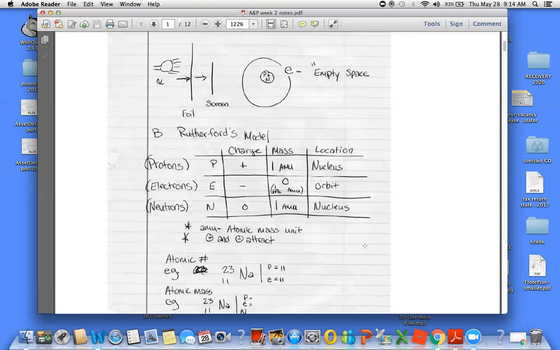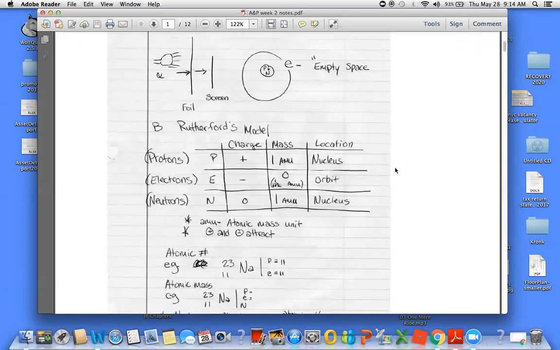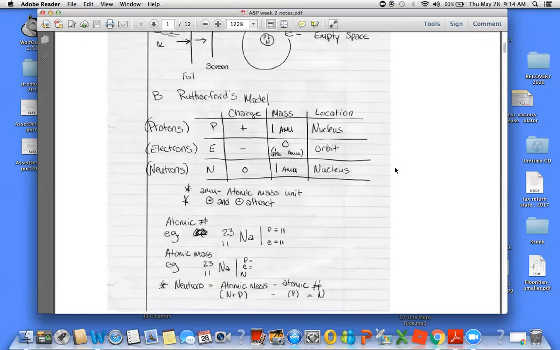And why is all this important? Well, we have to understand how an atom looks in order to understand how it's going to behave in the human body, right? How does the atom look? Well, number one, the atom is going to gain and lose electrons to form ions. An ion is a charged particle.